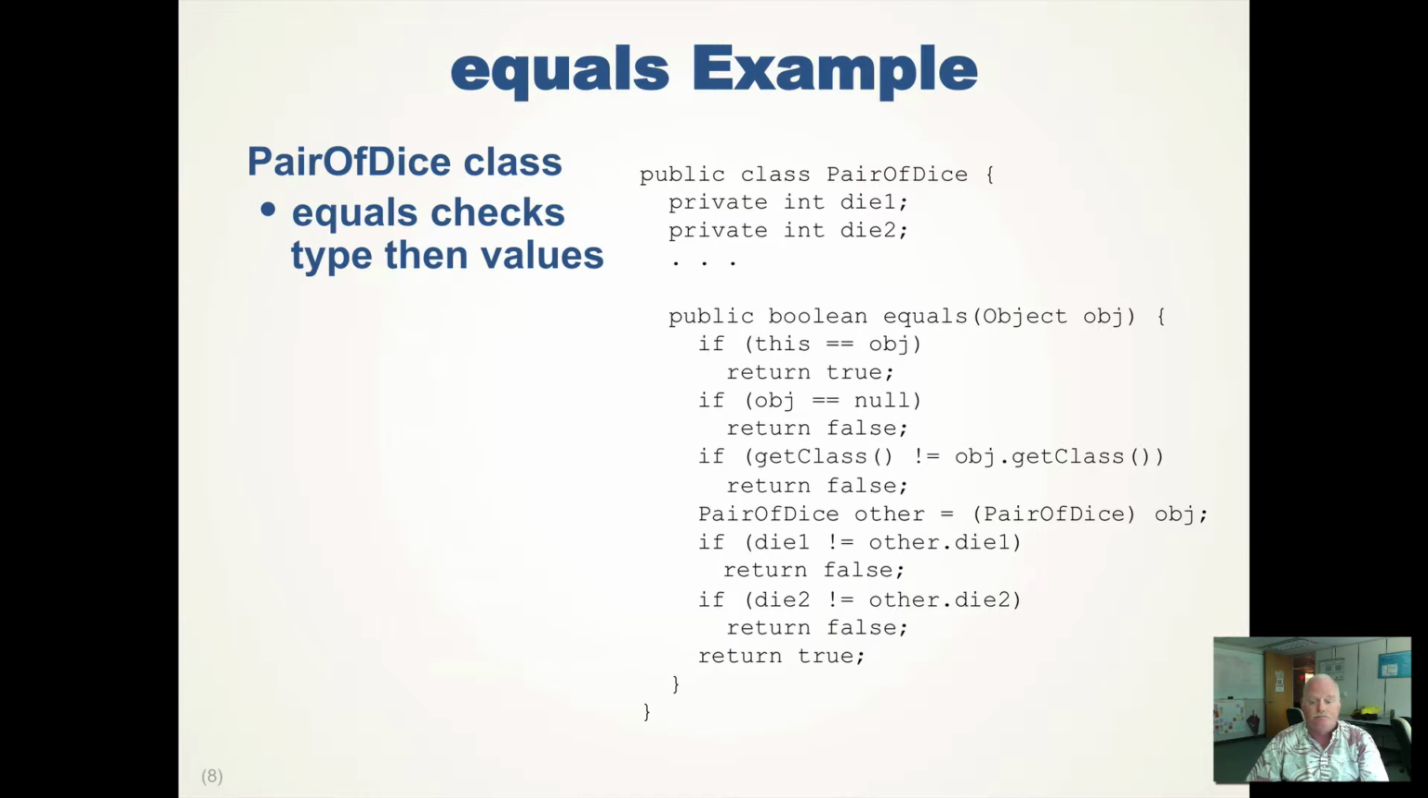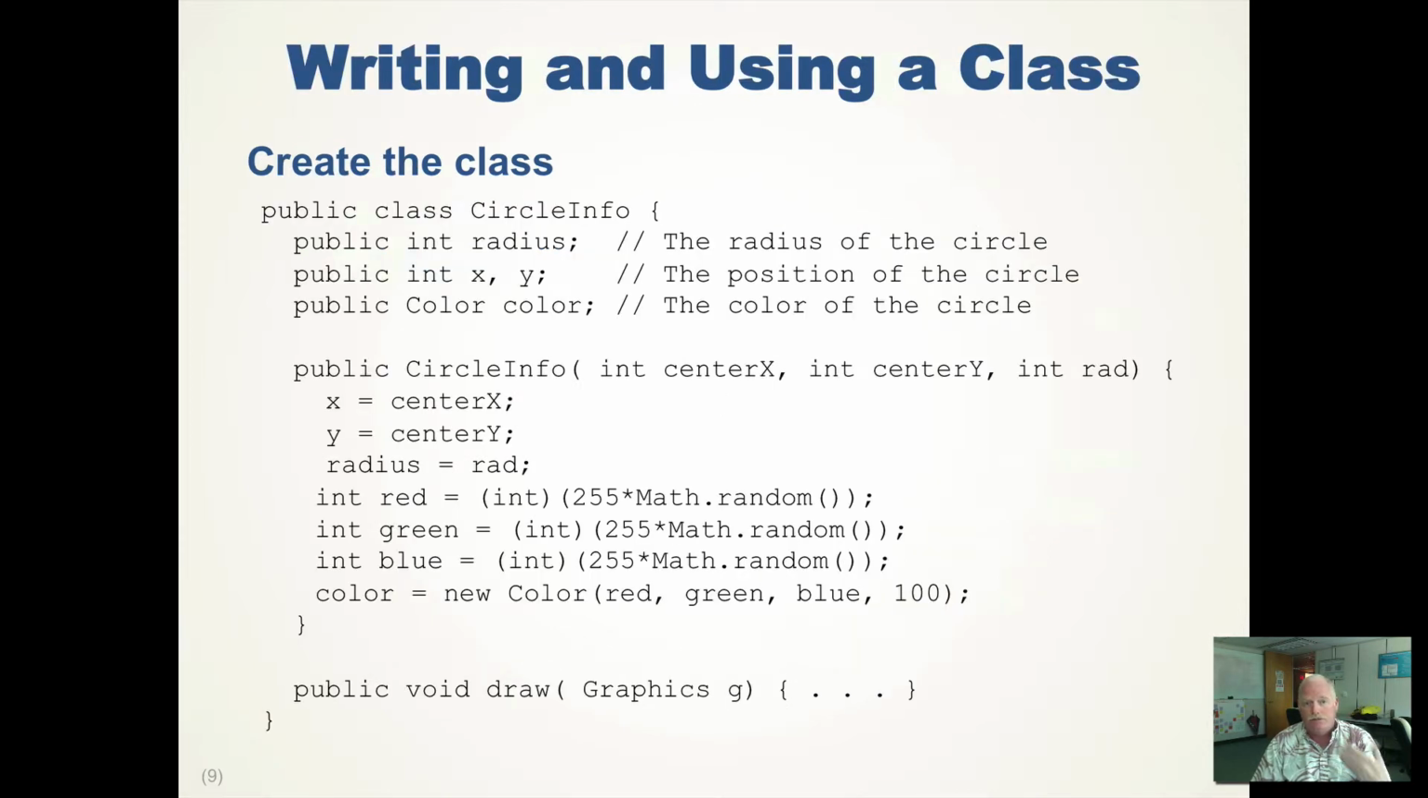So I recommend that you override the toString and the equals methods in all of your classes so that they actually do the right thing. So how do you do this? You can write your class. First, writing and using classes, first you create the class, so you public class, whatever your name is, you provide your member variables, you then create your constructors, and then any other methods to describe the behavior that you want it to do.